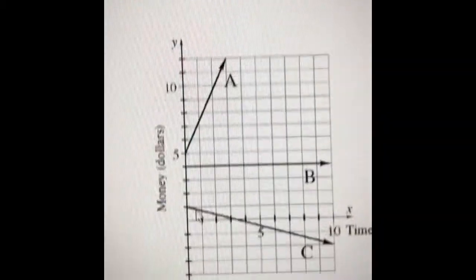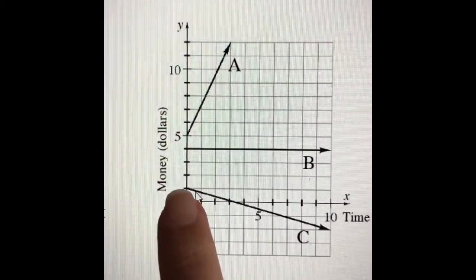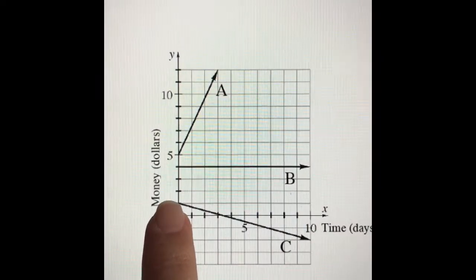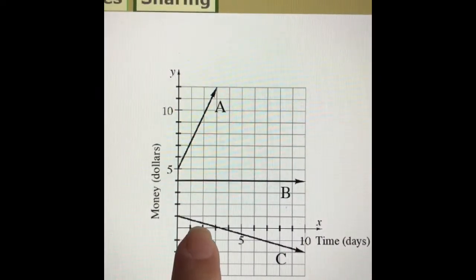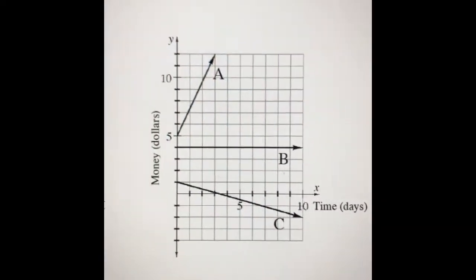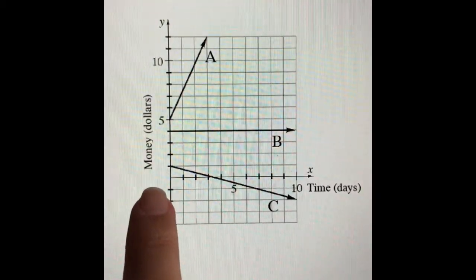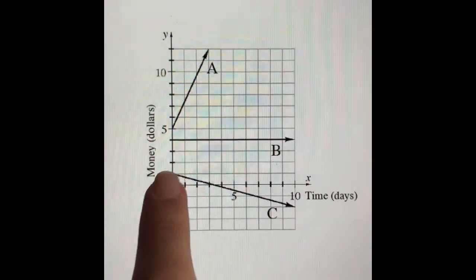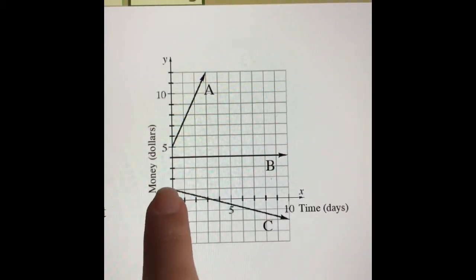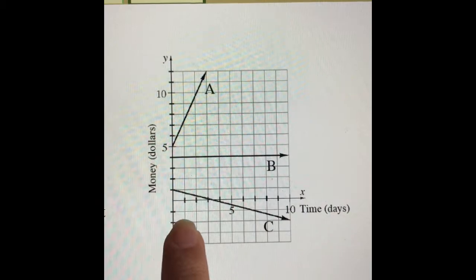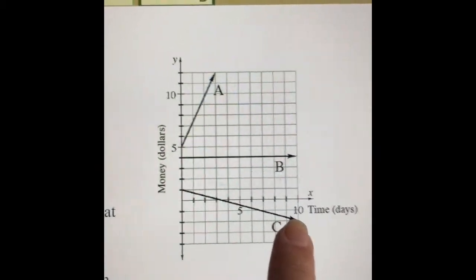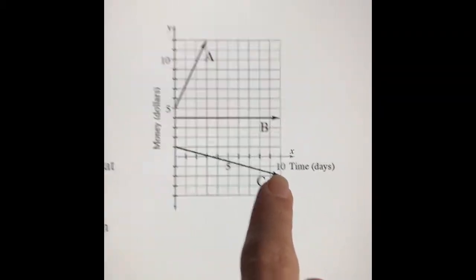So line C, the line is going down, so I know it's got to be a negative number. And it looks like it's going down 1 over 3. Down 1 over 3. Nope, it doesn't work. So I had to do exactly what I did with A. I just went down until I got to the line where it was intersecting. So I went 1, 2, 3, 1, 2, 3, 4, 5, 6, 7, 8, 9, 10. So down 3 over 10.